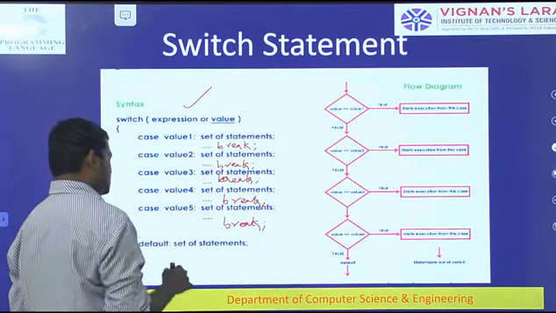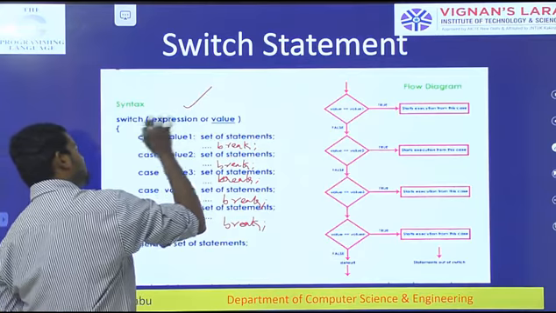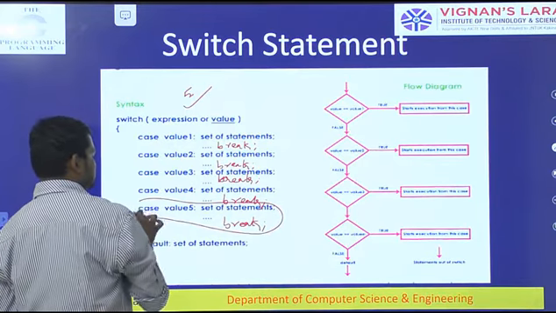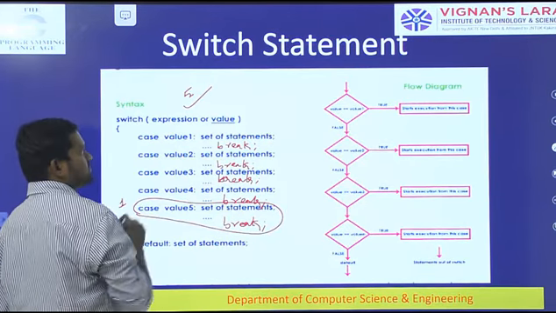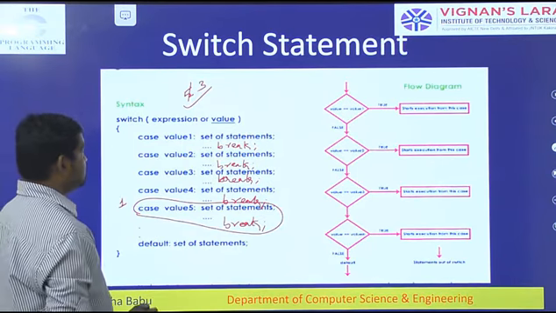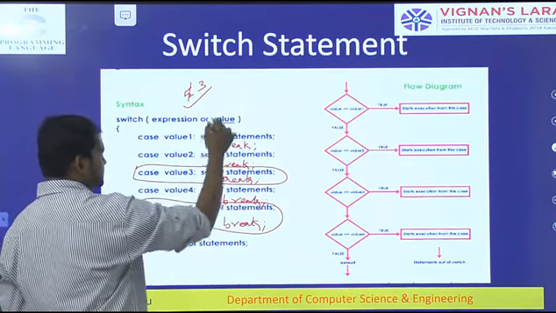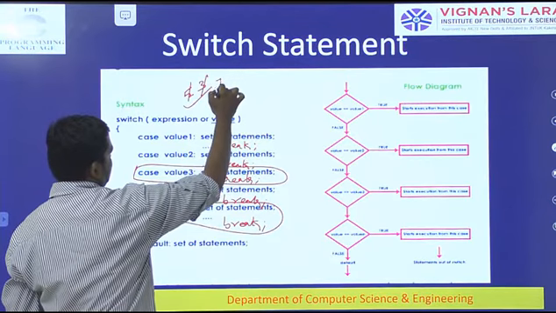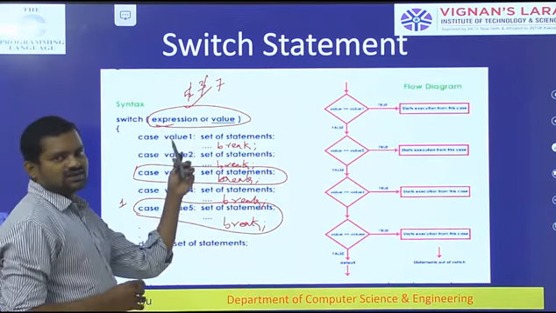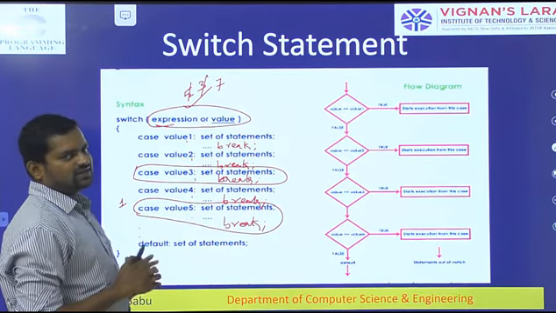Based on this value, suppose I give 5 here, so the 5th case will be executed. Suppose I give 3 here, the third set of statements will be executed. Suppose I give 7 as the expression, what will it execute? Case 7 is not there. Only 1, 2, 3, 4, 5 are here.